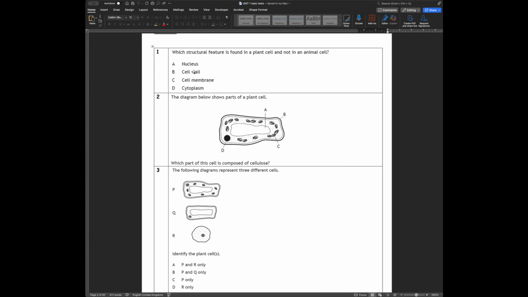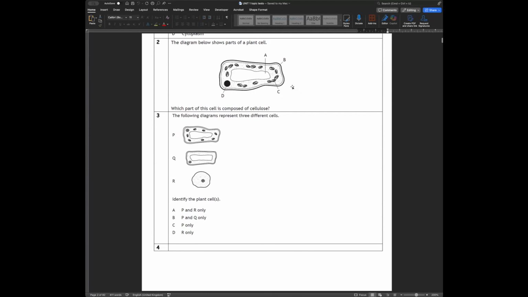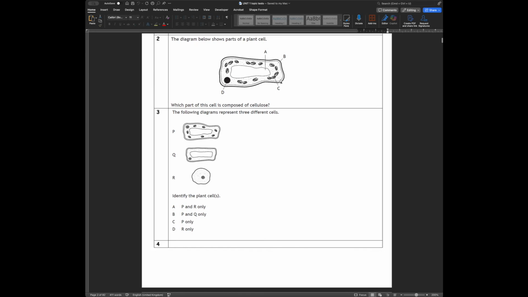And the answer we're looking for there is B, cell wall. Okay, a cell wall is found in a plant cell, but not an animal cell. Question 2, the diagram shows parts of a plant cell. We've got A, B, C, and D there. Which part of this cell is composed of cellulose?